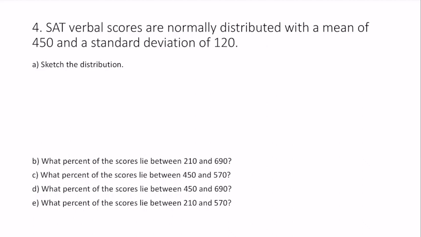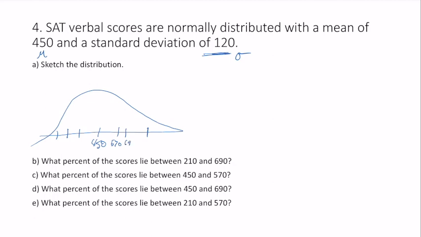The last problem discusses SAT scores. SAT scores are normally distributed with a mean of 450 and a standard deviation of 120. This is our sigma, and this is our mu. So I'm going to go up 3 standard deviations and down 3 standard deviations. These sketches are getting rough, huh? So I have 570, 690, and 810, and I have 330, 210, and 90, right? This is plus 1, plus 2, plus 3 standard deviations, minus 1, minus 2, minus 3 standard deviations.